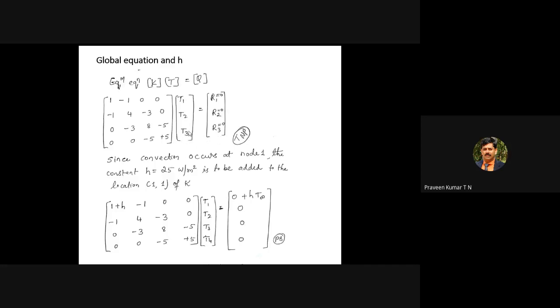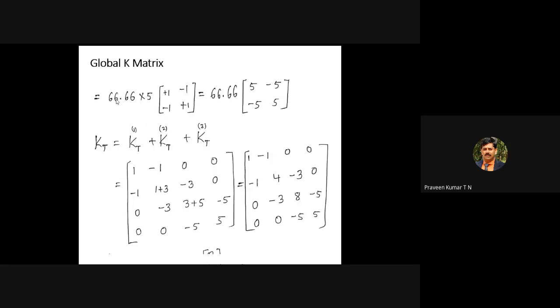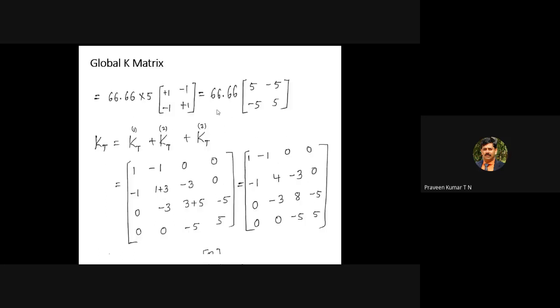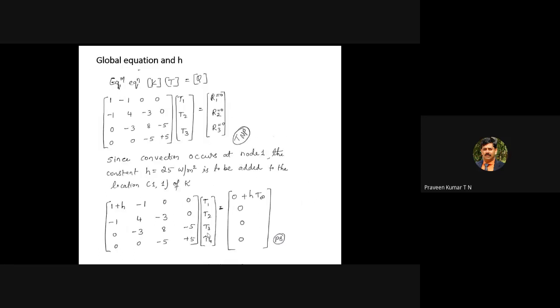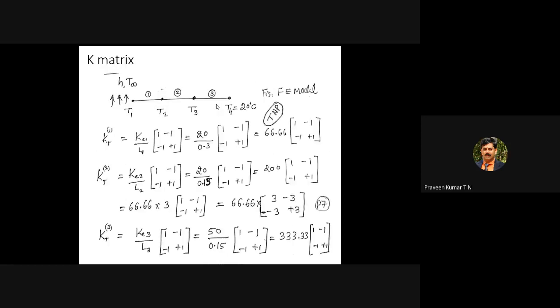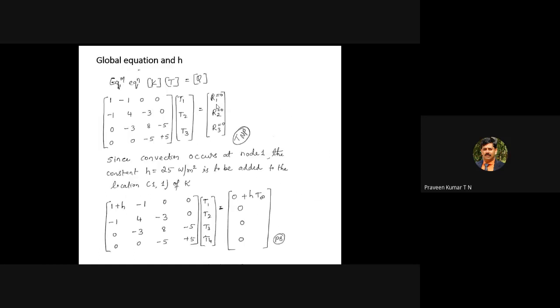Please note down. You have to go back and check the elements here. T1, T2, T3, T4. In a similar way, we have T1, T2, T3, T4. It is given here. Then the R vector is 0 because there is no heat generation rate here. Hence the R vector is 0.